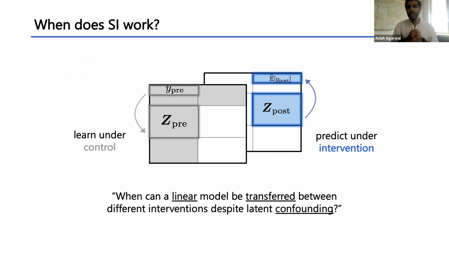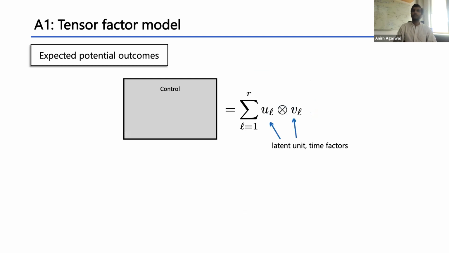So you can ask the question of when can you learn a linear model and transfer it between different interventions despite this missing non-random data or despite latent confounding. And what I hope to convince you by the end of the section is that it is possible under a few key assumptions. The first assumption we make is what we call the tensor factor model.